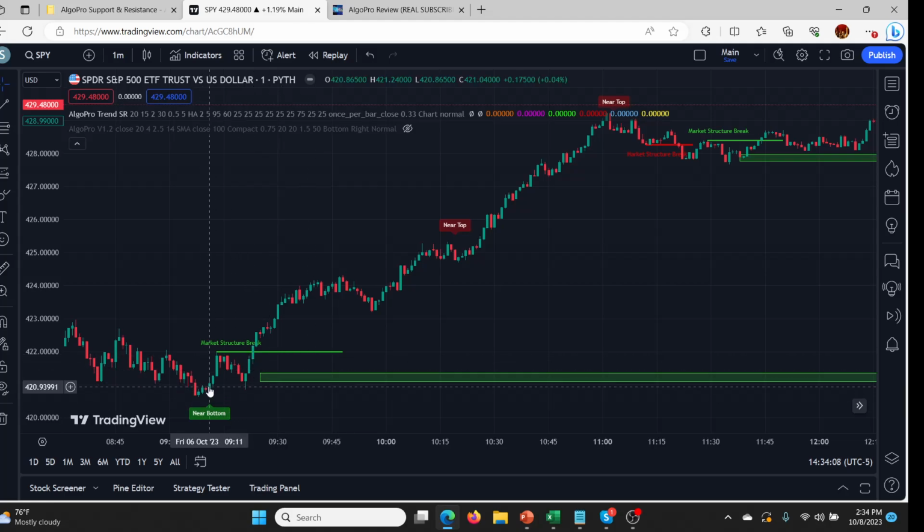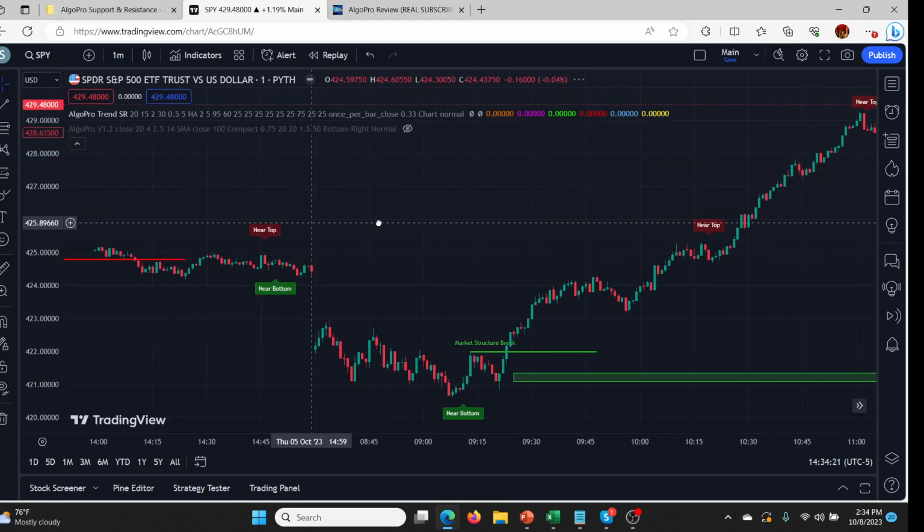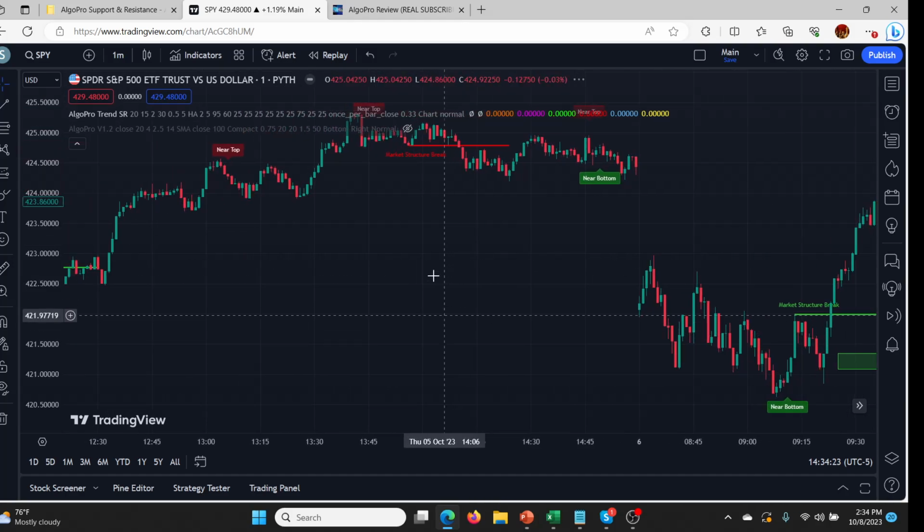You'd see the near bottom, you'd be like, oh, that's interesting. Then you'd see this market structure break start to happen. Then you'd see this bull block start to appear, and then you just start to take off through here. You can really ride this one up, really nice. So in the 1 minute, this looks pretty good.